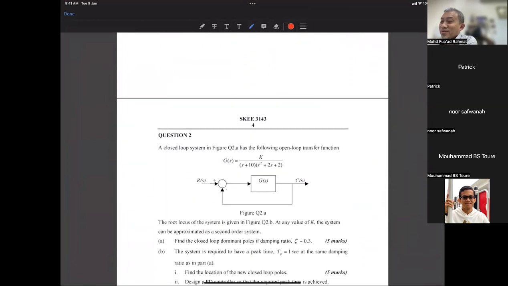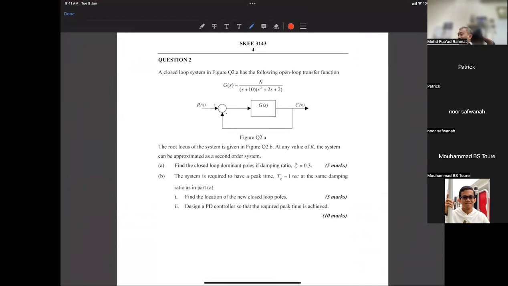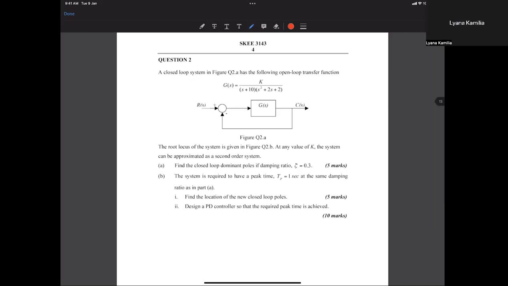Read question number 2. A closed loop system is in figure Q2a. In figure Q2a it has the following open loop transfer function. The root locus of the system is given in figure Q2b. At any value of K, the system can be approximated as a second order system. A, find the closed loop dominant poles if damping ratio zeta is equal to 0.3. B, the system is required to have a peak time of 1 second at the same damping ratio as in A. Find the location of the new closed loop poles and design a PD controller so that the required peak time is achieved.